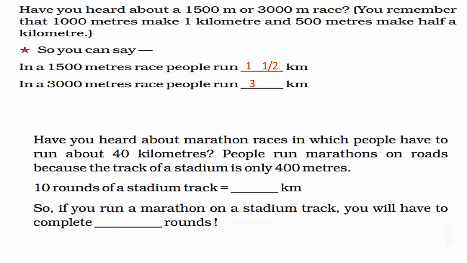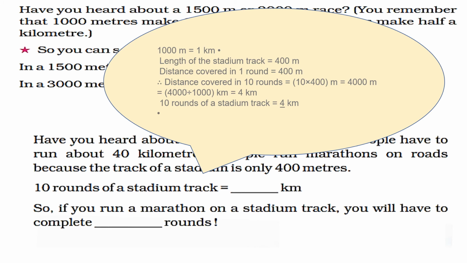Have you heard about marathon races in which people have to run about 40 kilometers? People run marathon on roads because the track of a stadium is only 400 meters. So children, 10 rounds of a stadium will make how many kilometers? So we know 1000 meter is equal to 1 kilometer and length of a stadium is 400 meter. So distance covered in one round would be 400 meters and we need to find distance covered in 10 rounds. So we need to multiply. 400 into 10 will be 4000 meter.